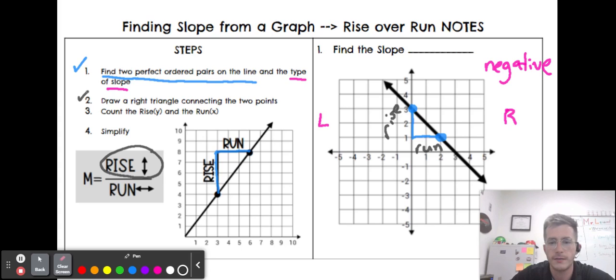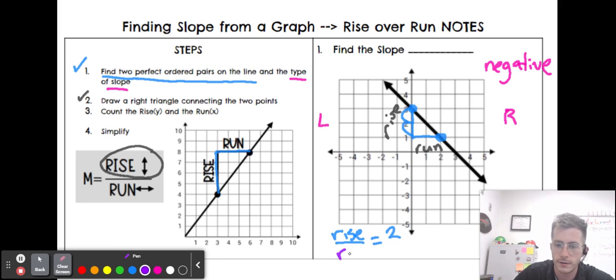Number 3, count the rise and run. Okay, counting, not too bad. The rise. Looks like I went up 1, 2. So rise would be 2. Let's go ahead and write down here, rise equals 2. And then over my run, the run looks like it was 2 as well. 1, 2. Okay. So in this case, 2 over 2, I can actually simplify that. 2 divided by 2 should just equal positive 1.